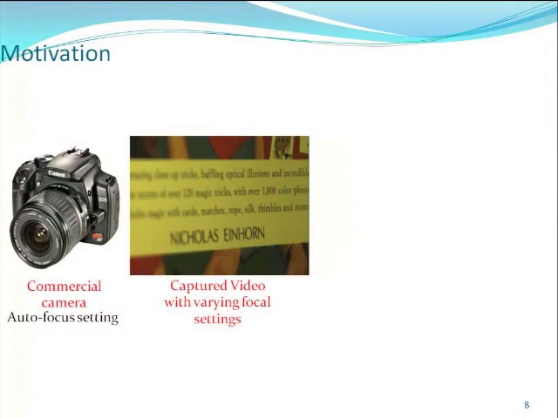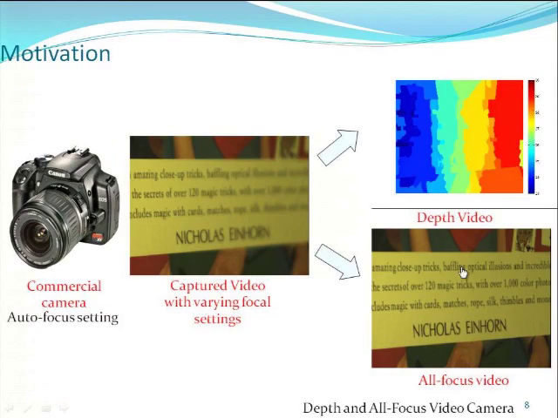Here you can observe the variation is due to two reasons. One is due to the motion in the scene, and another is that the focal setting varies between two consecutive frames. And now, if we have this video and if we can extend depth from defocus or extended depth of field to dynamic scenes, we can obtain a depth video and an all-focus video, both at 30 frames per second, from this captured video. So this is the motivation.